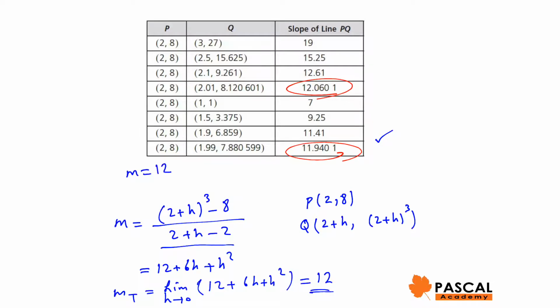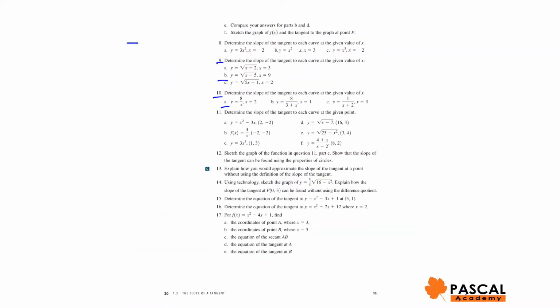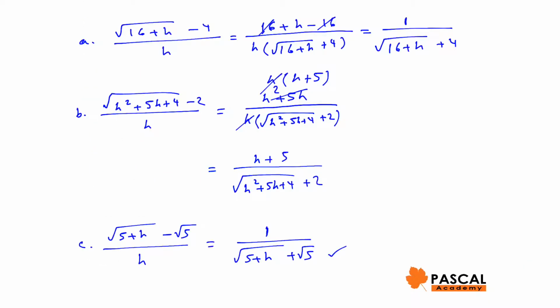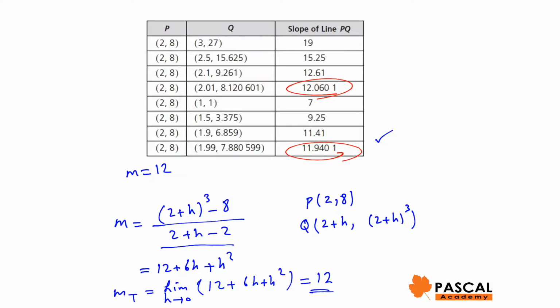Next part is asking to find the slope of the secant line by considering Q with the x coordinate of 2 plus h. Slope of PQ is going to be (2 plus h) to the power of 3 minus 8 divided by 2 plus h minus 2. This can be simplified as 12 plus 6h plus h squared.